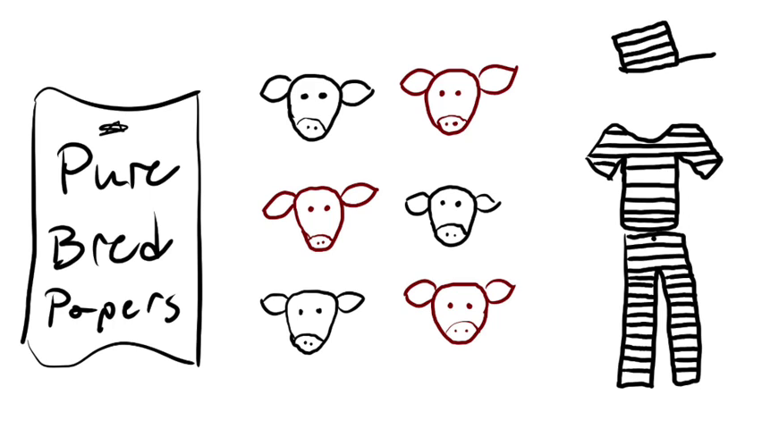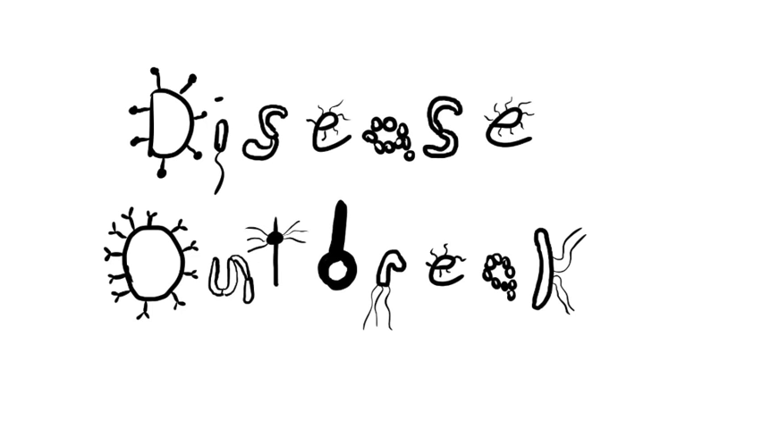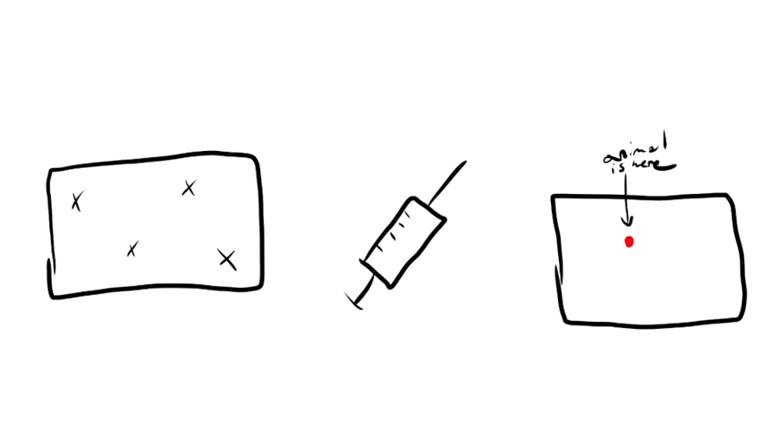Last but certainly not least, we have disease outbreaks. We can see where the animals have been and when they were there, and this helps us control outbreaks, such as the avian influenza outbreak that happened fairly recently.